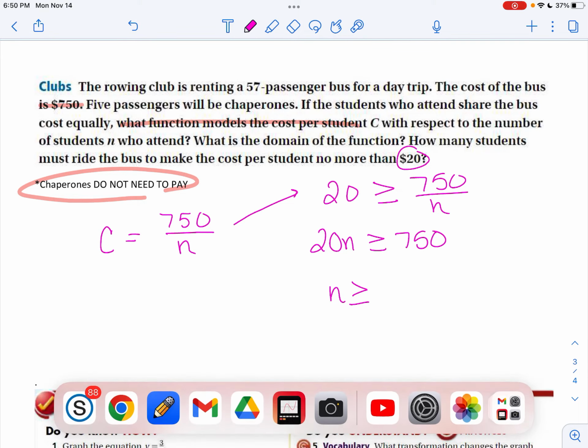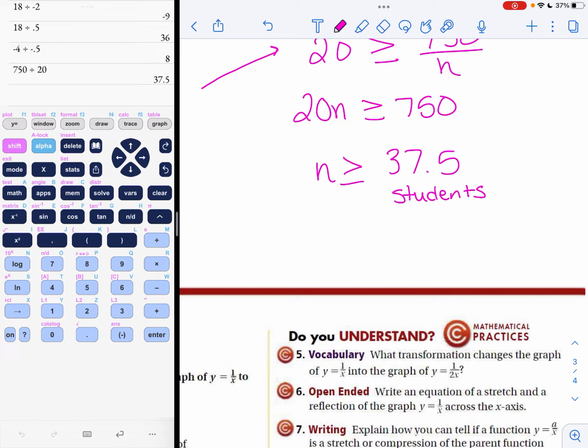Now remember, n is how many students there are going to be. Now, we can't have 37.5 students, so we need to say that our number of students, we'll just make it a statement, we'll have to have 38 or more students. Now you might say, hey, what about that part about the chaperones? That comes into play with the domain of this particular problem.